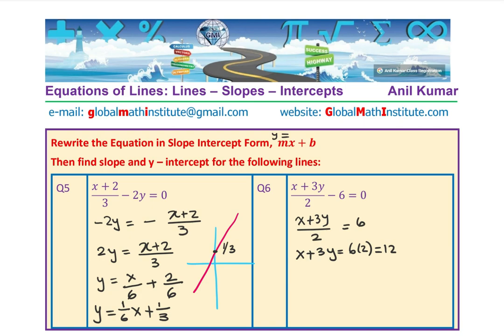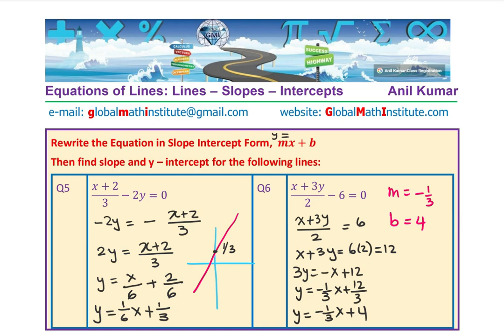So it was a bit tricky. We have 3y = -x + 12. Dividing by 3 gives me -1/3 x + 12/3, which is 4. So I'll write this as y = -1/3 x + 4. Clear? So now, from here you can write slope m is equal to negative 1/3 and the y-intercept b is equal to 4.